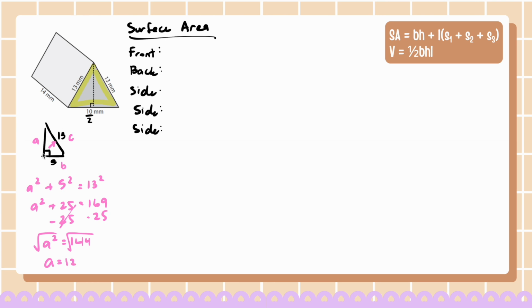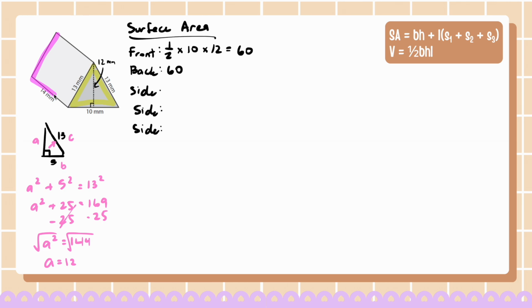So that means this length right here is 12. So I'm just going to go ahead and label that here, 12 millimeters. So now I have enough information to solve for its area. And when I'm solving for the area, I want to use the full base. So not 10 divided by 2, but the full 10. So I'm going to do 1/2 times my full base, 10, times the height that we just found, which is 12. All of this gets me a total of 60. And if the front is 60, that means the back is 60 as well.